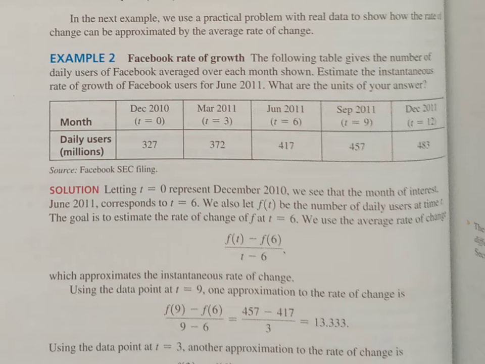Okay? So the X's are the month and the Y's are the daily users. You could also, for an estimate, do the slope formula for June 2011 to September 2011. And then your third option would be to estimate June using September 2011 and March 2011.